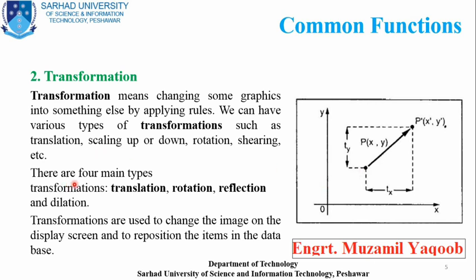So there are four main types of transformations. The first one is translation, then rotation, the third one is reflection, and the last one is dilation. Transformations are used to change the image on the display screen and to reposition the items in the database, right? So this is how the transformation function works, and transformation is the second common function of a graphic package.